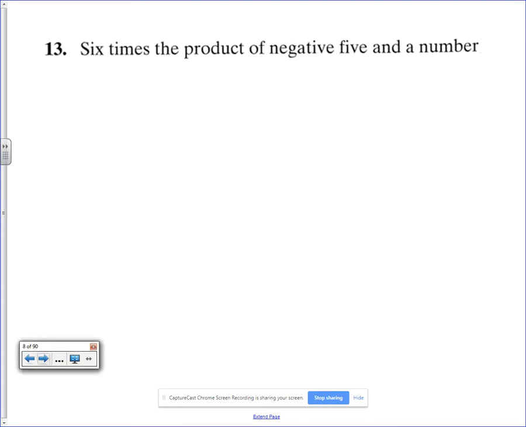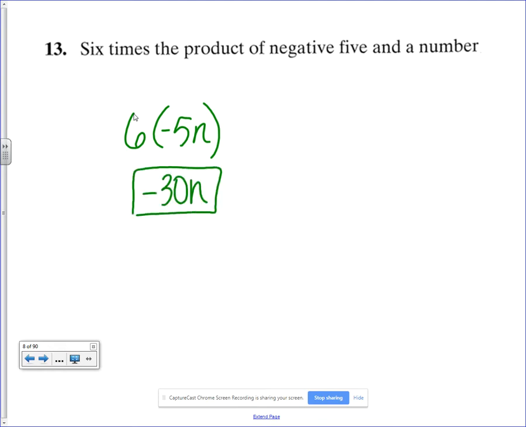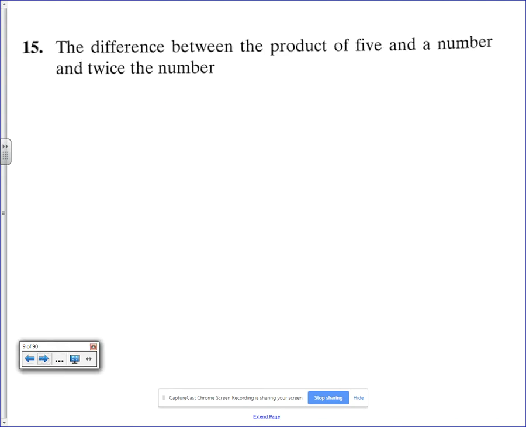6 times the product, so 6 times the product of negative 5 and a number. Okay, so if I simplify that, I can actually multiply those, and that gives me negative 30. Now notice I can't actually solve for this. I'm just simplifying. They didn't tell me what it equals, so all we're doing there is simplifying it. I can't figure out what n is.